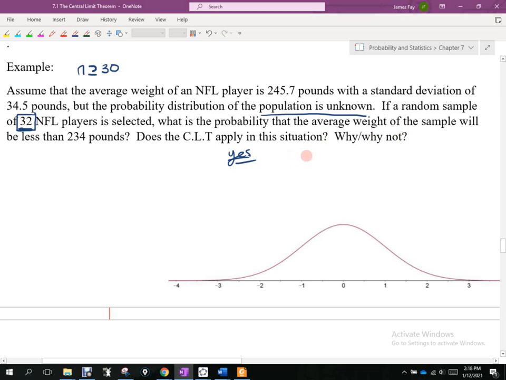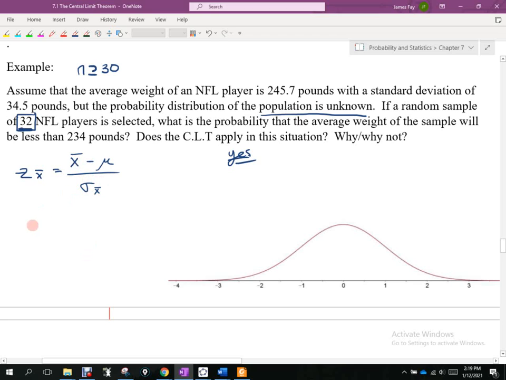So if we take all of the NFL players and randomly choose 32 of them, what is the probability that those 32 have a weight that averages less than 234? If we think about what we're doing here, we're finding the z-score of a sample mean. The z-score for a sample mean is the sample mean minus the population mean, divided by the standard error of the mean, or the standard deviation of sample means.